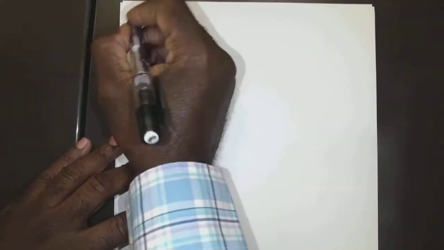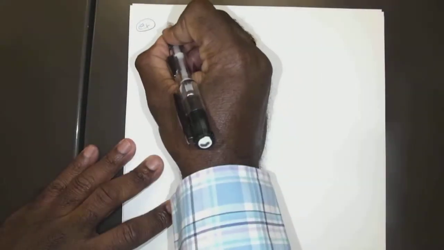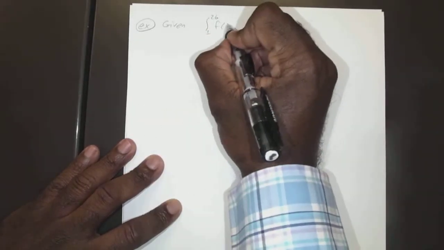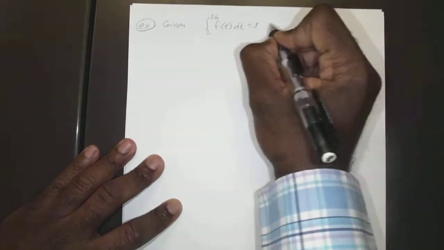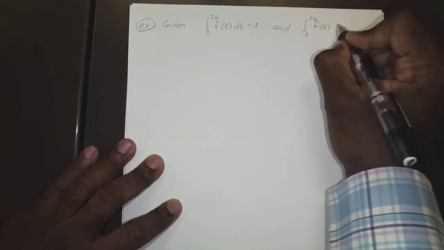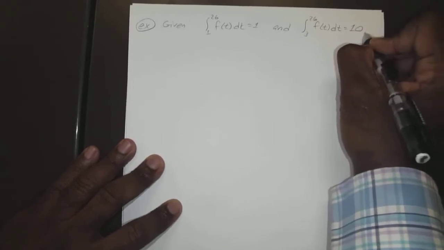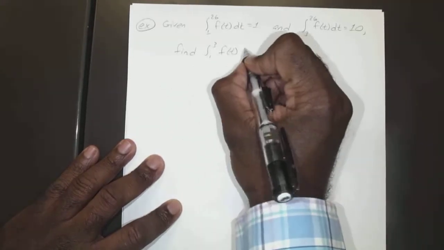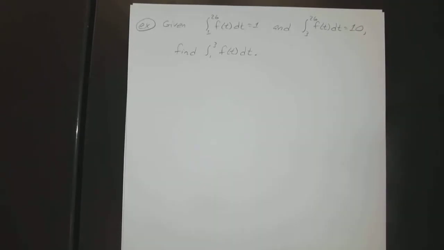Okay, so let's say, for example, we're given that the integral from 1 to 26 of f of t with respect to t is equal to 1, and the integral from 3 to 26 of f of t with respect to t is equal to 10. And they want us to find the integral from 1 to 3 of f of t with respect to t. This one's just a little bit different.